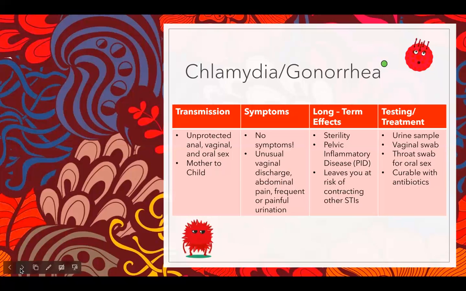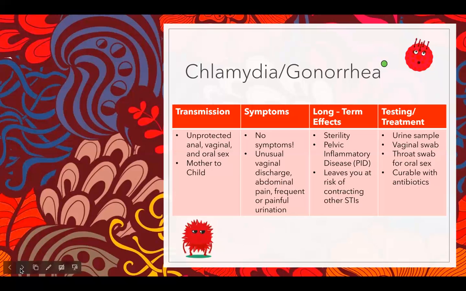visit a physician or a doctor to get that checked out. Unusual vaginal discharge could be yellow, white, clumpy, have a really strong odor, and it can be kind of uncomfortable. Okay. Any abdominal pain, frequent or painful urination, or having the urge to urinate.